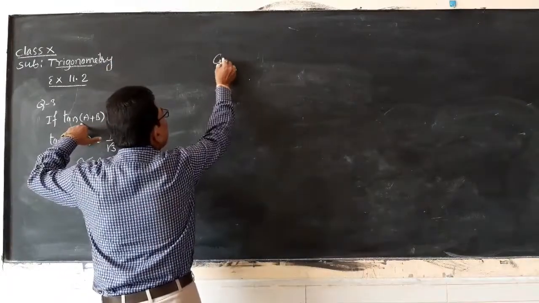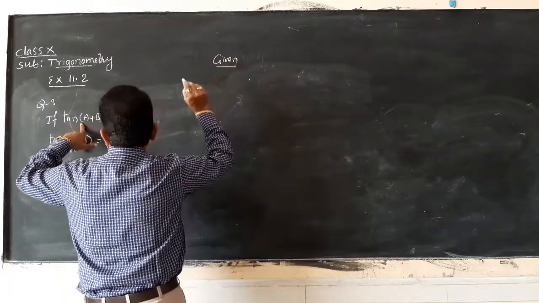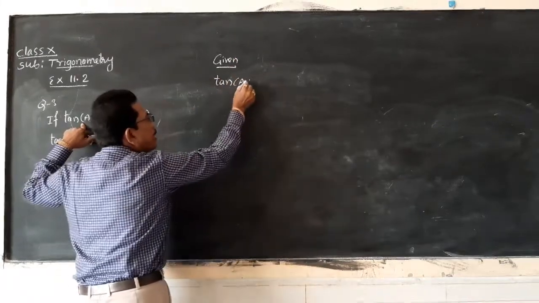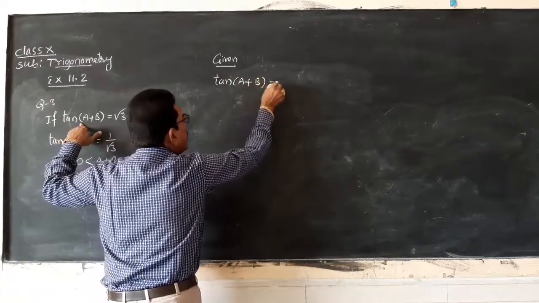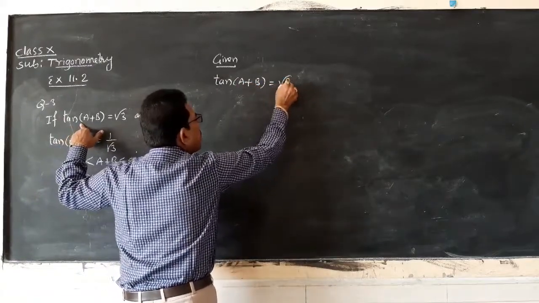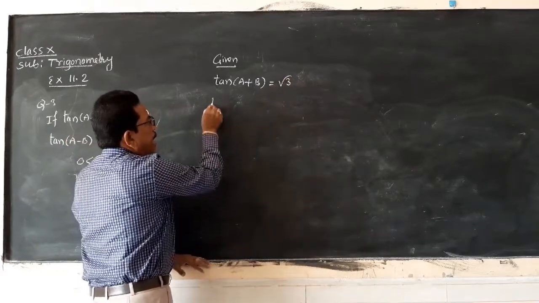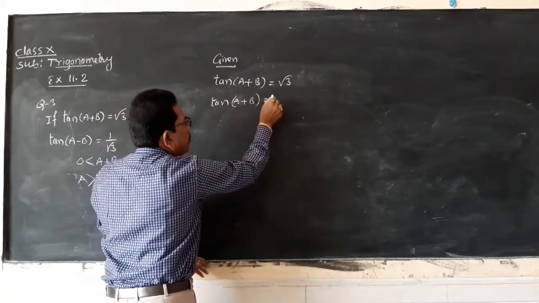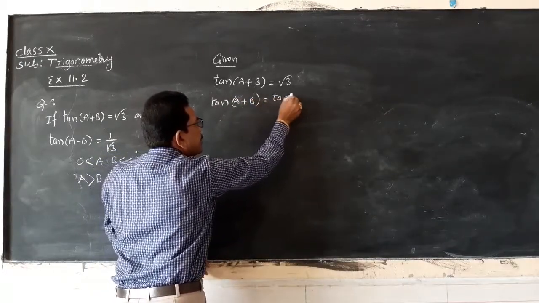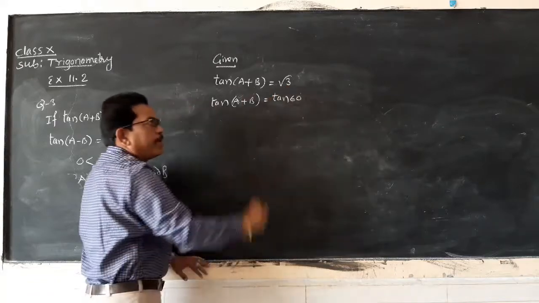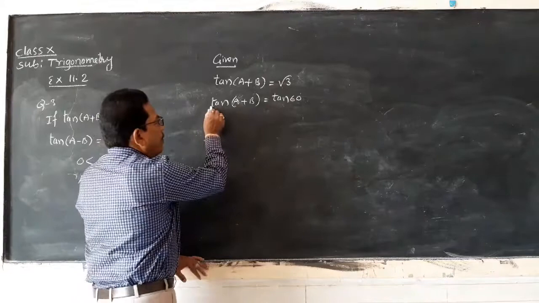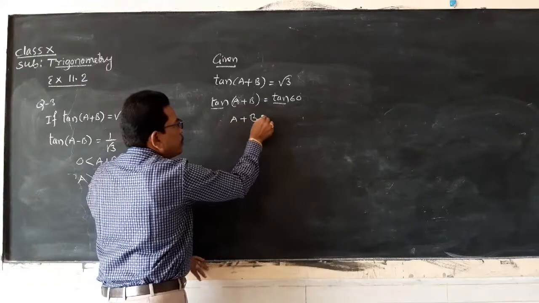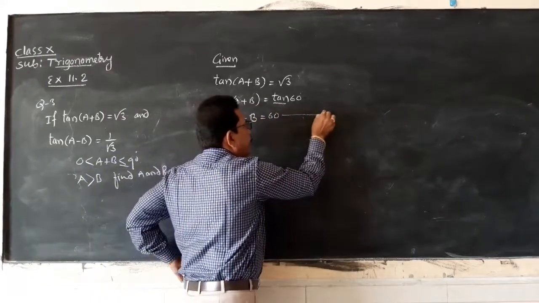Given tan of a plus b equals root 3. Root 3 means that is tan 60. Okay, leave these angles, then a plus b equals 60. Equation 1.